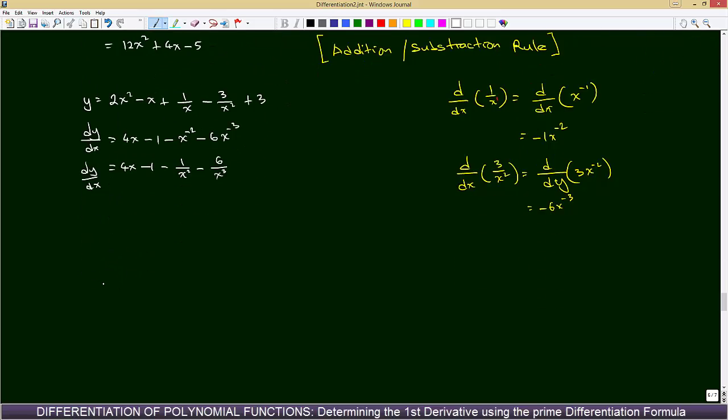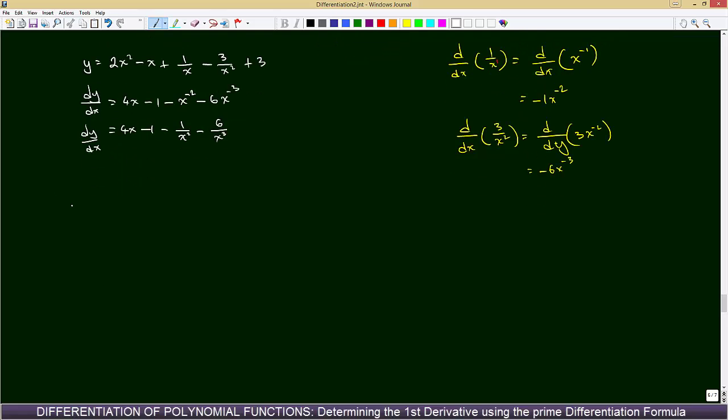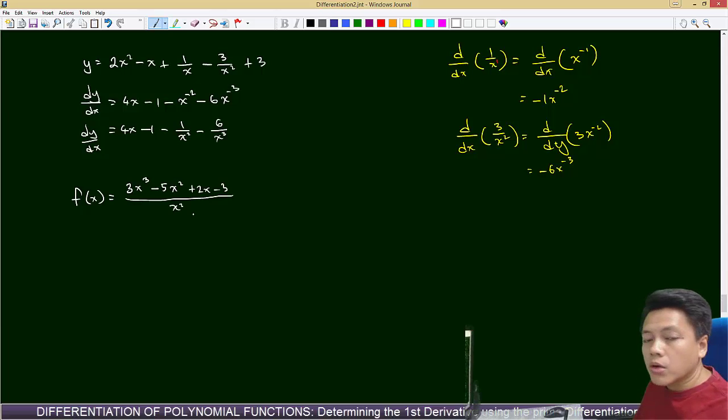Another example. The last example, I'm going to put it into a function format like this. f(x) is equal to 3x cubed minus 5x squared plus 2x minus 3, everything over x squared. Okay, so how do we perform differentiation? We are not going to use dy/dx here. Why? Because variable y is non-existent in the third example. So we need to have a new representation of the first derivative for a function like this.